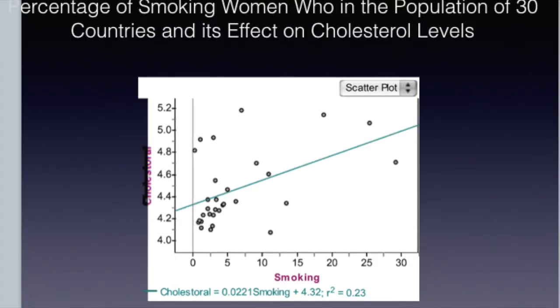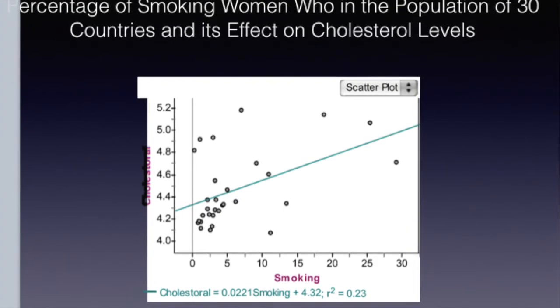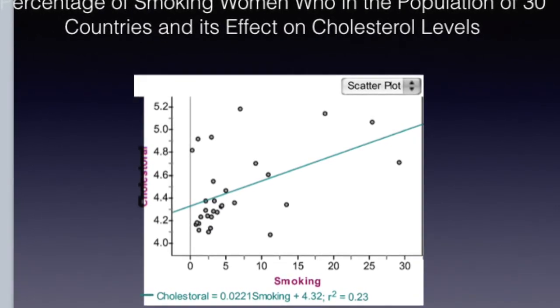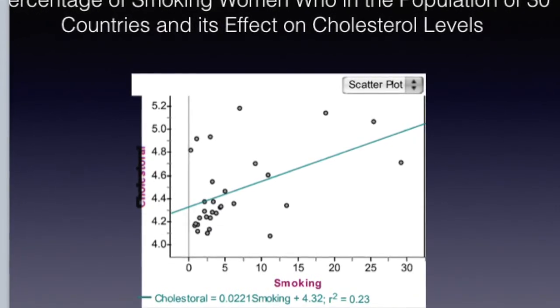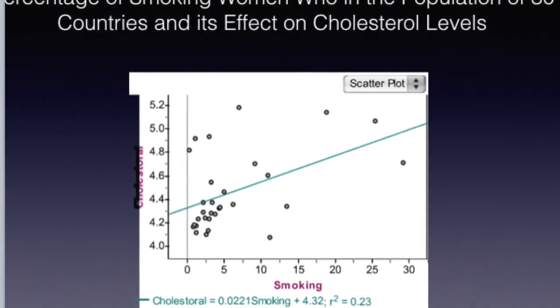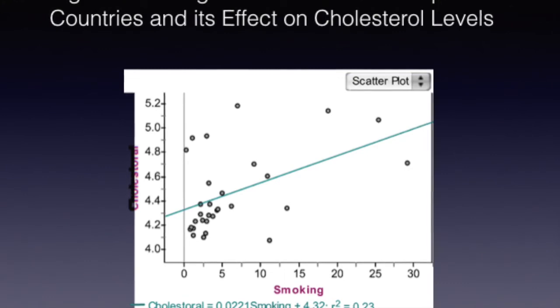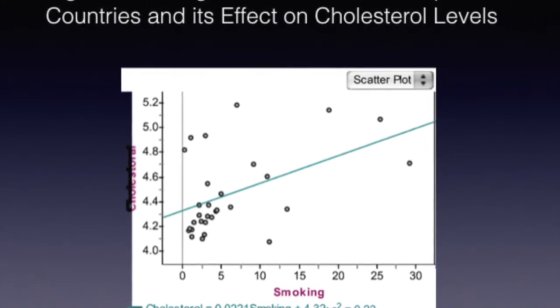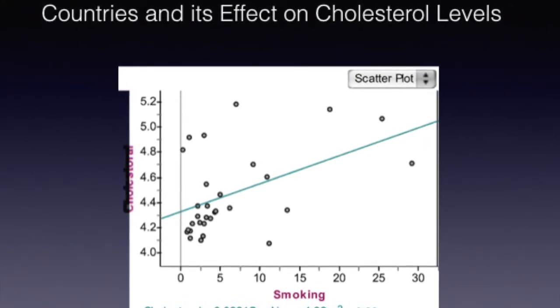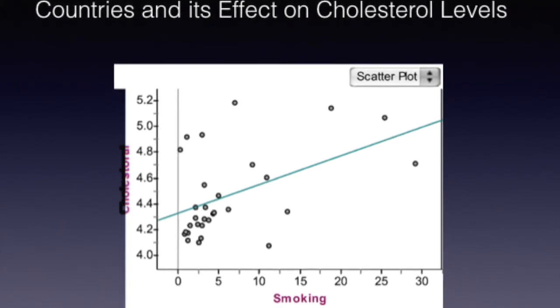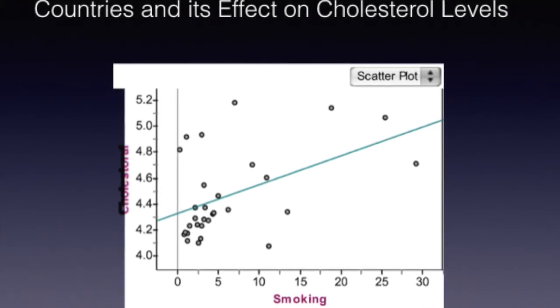In the analysis of the scatter plot between the percentage of smoking women in 30 countries and cholesterol levels, there is a positive linear correlation. The equation of the line is y = 0.0221x + 0.48. The r value of the scatter plot is 0.48, which means that there is a moderate relationship between the two data points. The data points reveal that, for the most part, the higher the percentage of smokers there is, the higher the level of cholesterol.